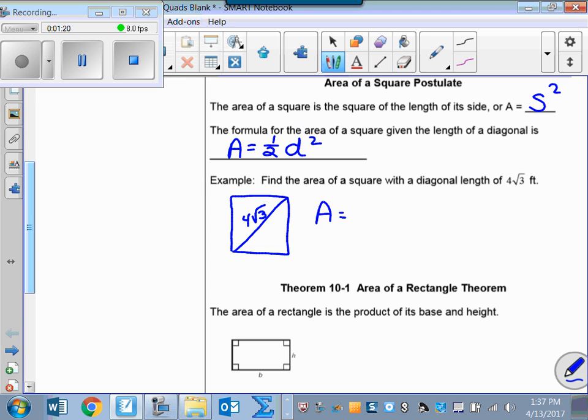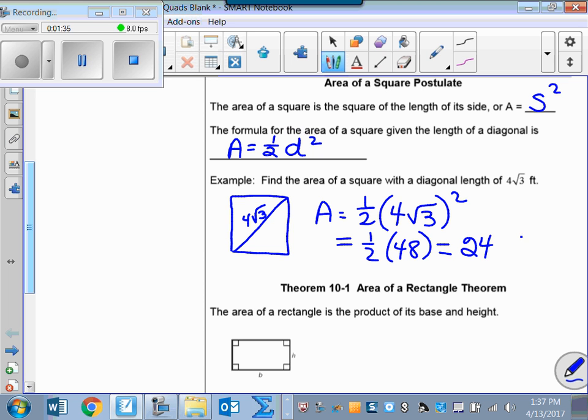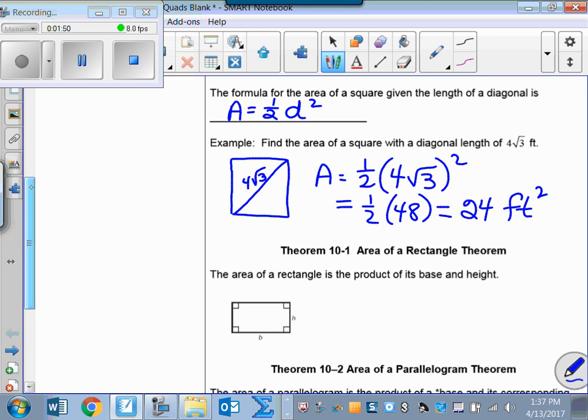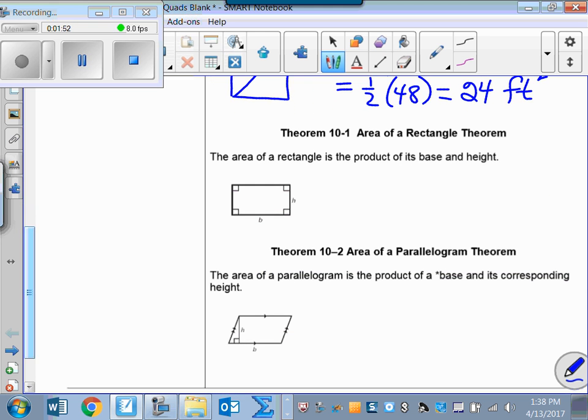All we have to do is say the area is 1/2 times the length of the diagonal squared, and that's 1/2 times 16 times 3, so that's 48. So that's going to be 24 square feet. Did not have to find the length of the side of the square. If you don't believe that's true, then go ahead and find the length. How are you going to find the length of the side of that square? You're going to have to divide that diagonal length by the square root of 2, right? We don't want to go to all that trouble. We're going to use these neat new formulas that we're going to learn today.